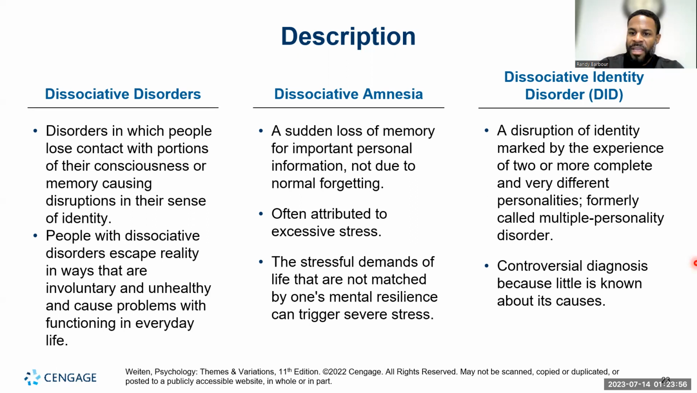Dissociative identity disorder. Again, this is a disruption of identity marked by experiencing two or more complete, very different personalities, right? Formerly, it was called multiple personality disorder, but they've used dissociation because, again, it is a dissociation from your consciousness. And one thing that is highlighted in dissociative identity disorder is that when individuals have different personality types, those personalities don't know one another, right? So if I say something in my original self, and then I have another personality, that personality won't be able to identify and remember what I said with my original self, right?